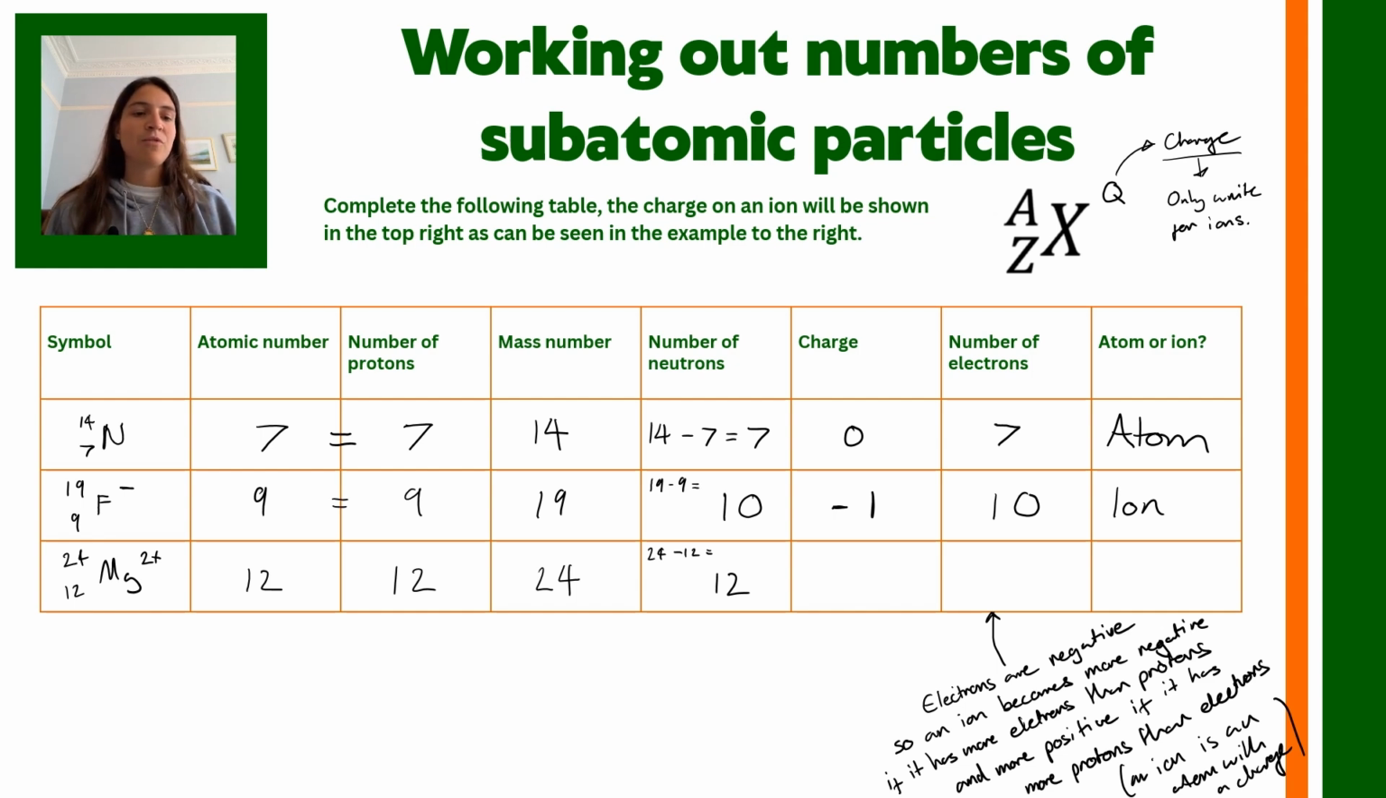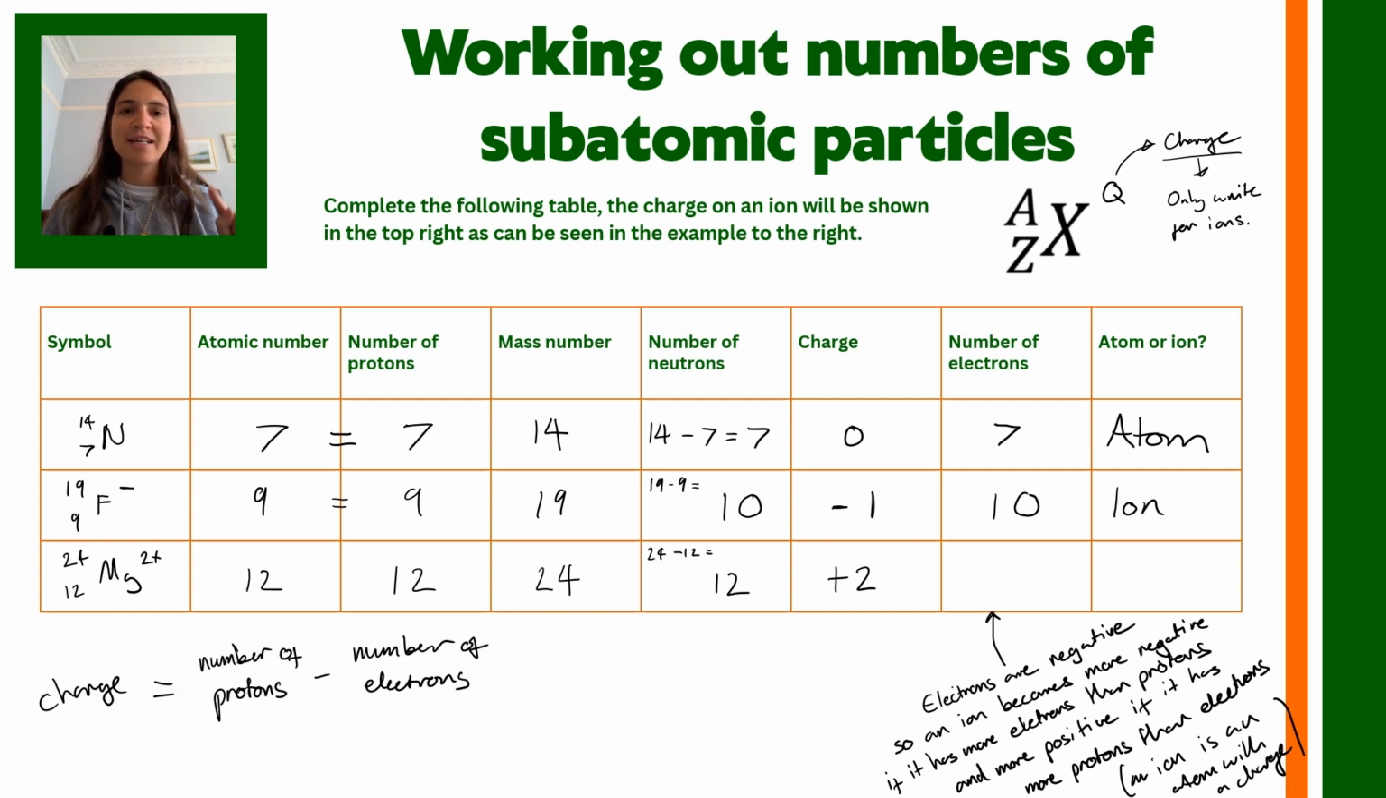Final example then, we've got this magnesium here. Atomic number, easy at this point, bottom number, 12, and that's equal to my number of protons. Mass number at the top, 24. Number of neutrons: 24 minus 12 protons gives me 12 neutrons. Now looking at the charge, that's quite easy as well because it's literally written down as +2.